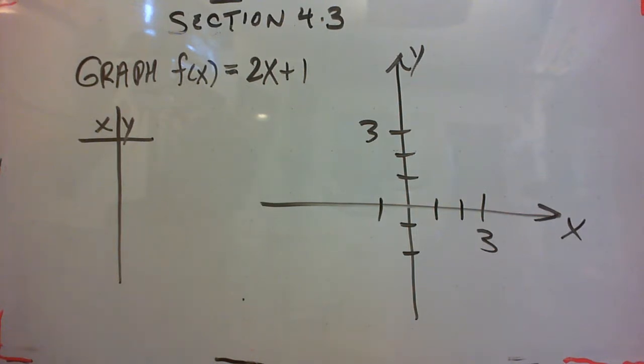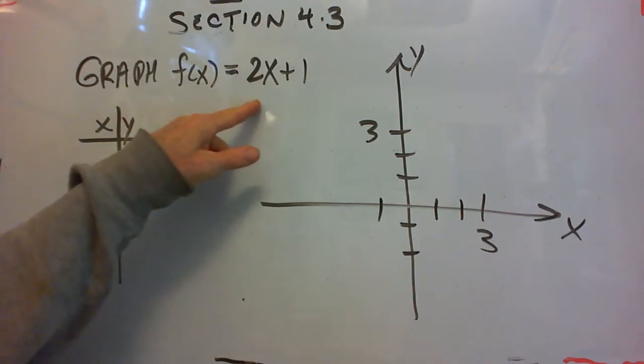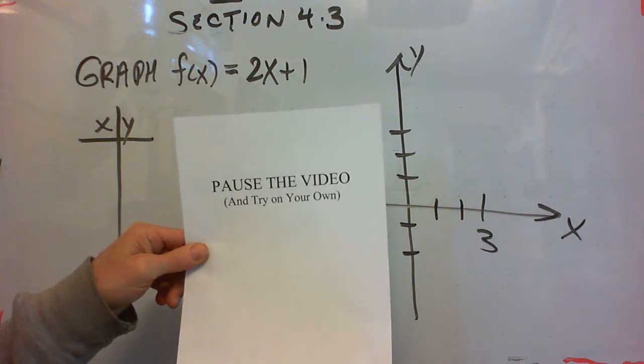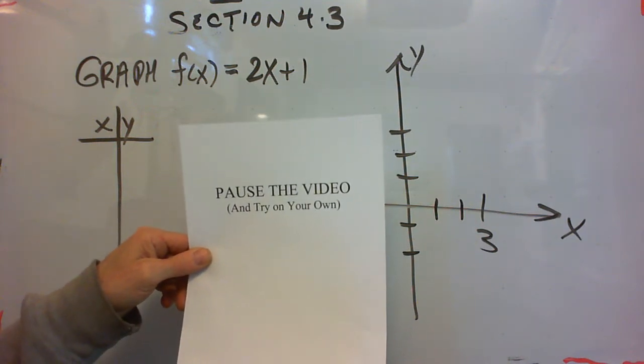Okay, here's another one. f of x equals 2x plus 1. Find solution points, at a minimum 2, but get 3 points as a check, and graph them. Try this on your own. So pause the video and try this on your own.